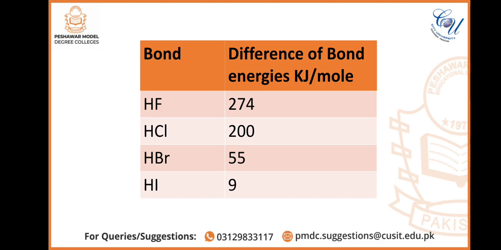Here is the comparison of different hydrogen halides. We know that fluorine is the most electronegative atom. So HF is most polar due to the greater difference in electronegativity. So the difference between calculated value and experimental value is greatest for HF, that is 274 kilojoule per mole. As we move downward, the electronegativity difference goes on decreasing and polarity of the bond also decreases. So the difference of bond energy also goes on decreasing and is lowest for hydrogen iodide, that is 9 kilojoule per mole.